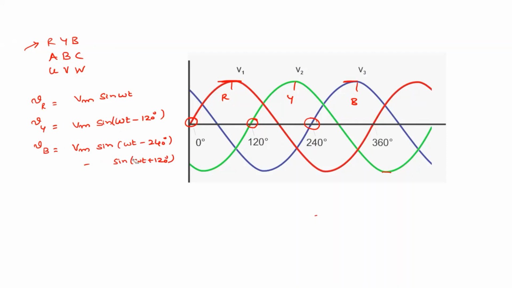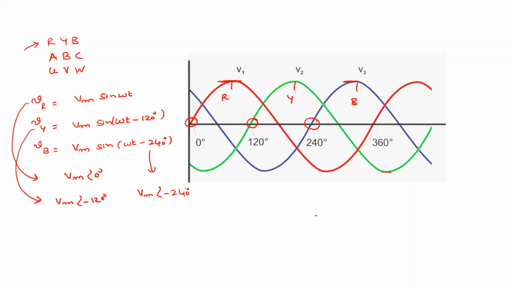That is unnecessary, it will create confusion. This can be written as Vm at an angle 0, this as Vm at an angle minus 120 degrees, and this as Vm at an angle minus 240 degrees, if you are representing in phasor form.